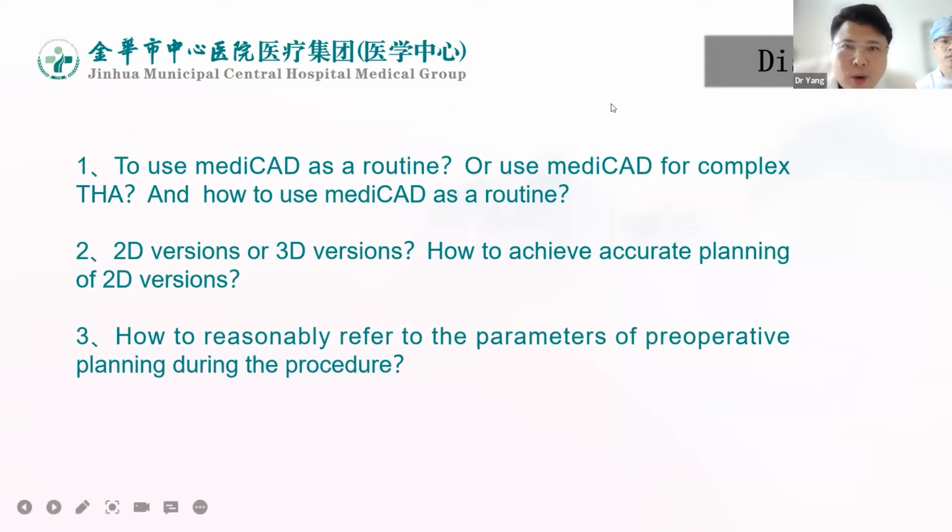So at last, we want to ask Dr. Schäfer some questions. Do you use mediCAD as a routine, or use mediCAD for complex cases? Because we think in complex cases mediCAD is more valuable. And how do you use mediCAD as a routine?